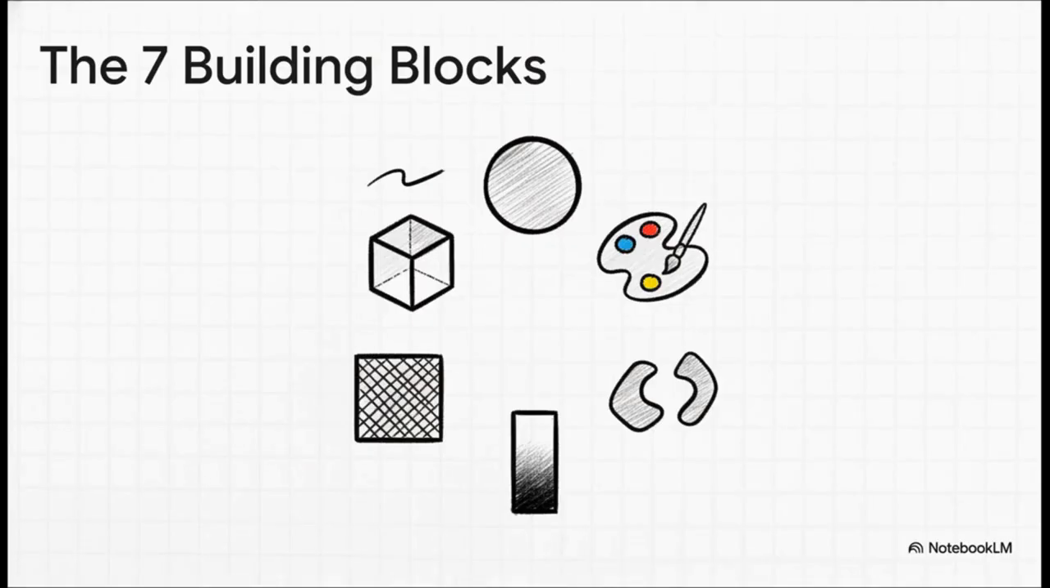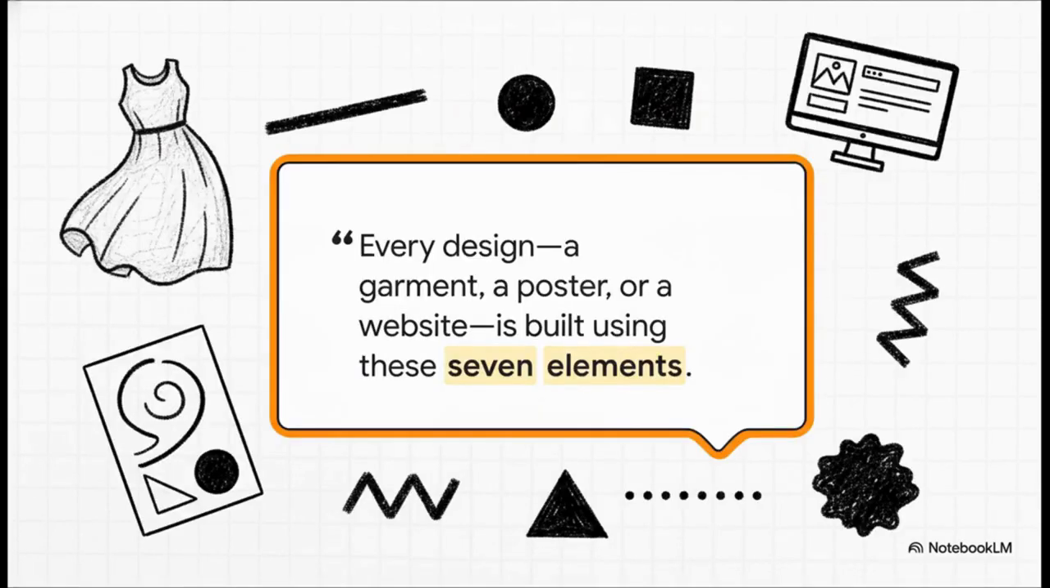So let's recap. We've got our 7 building blocks: the path of a line, the flat area of a shape, the three-dimensional presence of a form, the emotion of color, the perceived feel of texture, the breathing room of space, and the light and shadow of value. And here's the amazing part. Every single design you see, the clothes you're wearing, that app on your phone, a poster on the street, is built using some combination of these 7 elements. It's a truly universal language.